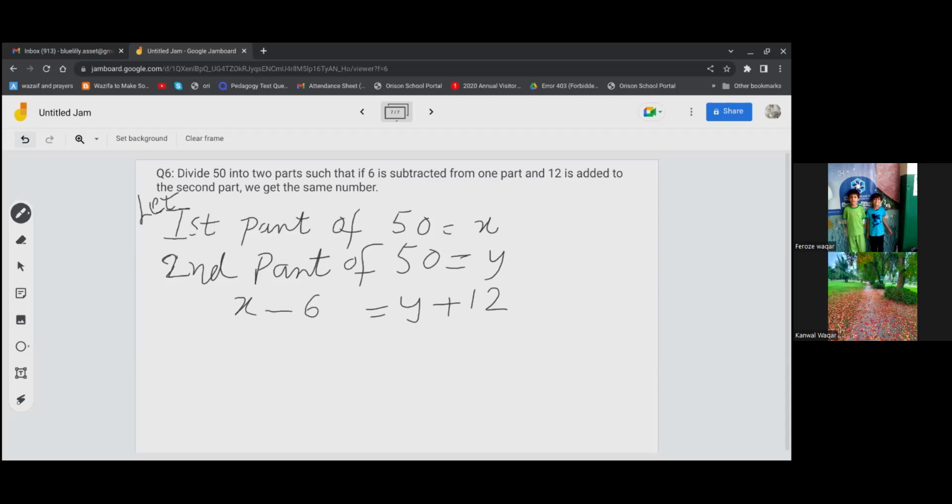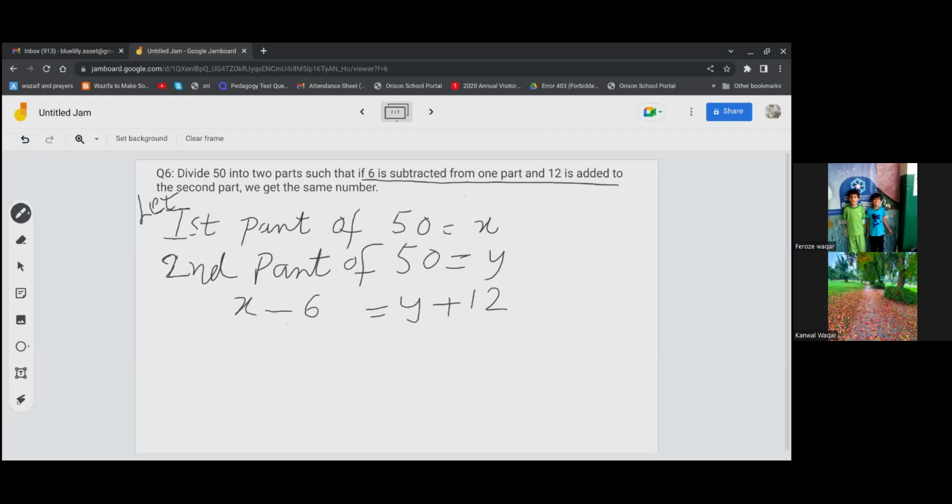So we will get the statement of this: 50 divided into equal parts. If 6 is subtracted from one part, x minus 6, and 12 is added to the second part, y plus 12, we get the same number.